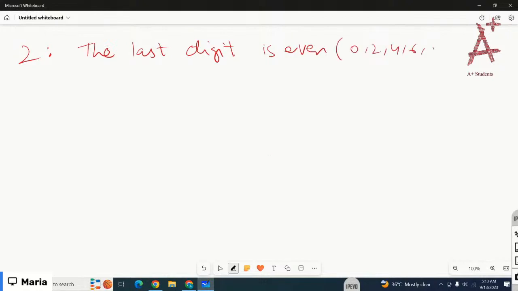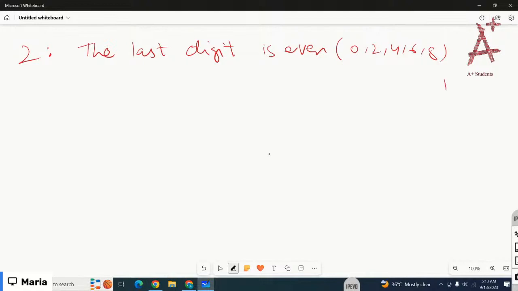So the divisibility rule for 1: any number is divisible by 1, right? Start with the divisibility rule for 2. If the last digit is even, that means the number is divisible by 2. Even means 0, 2, 4, 6, and 8.